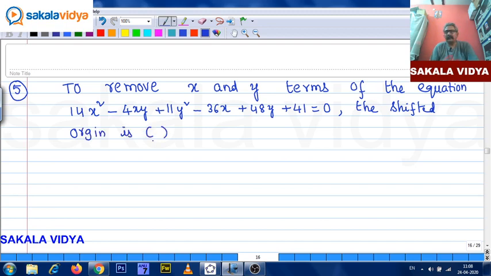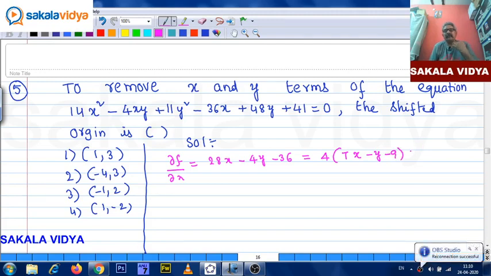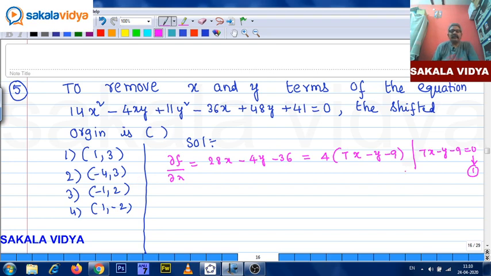The shifted origin is: first option 1 comma 3. Fourth option, you have 1 comma minus 2. That means we need to find out the point to which the origin is to be shifted so as to remove the first degree terms of 14x square minus 4xy plus 11y square minus 36x. Using the formula method, one equation will be 7x minus y minus 9 is equal to 0. This is equation 1. You substitute the options in this one.